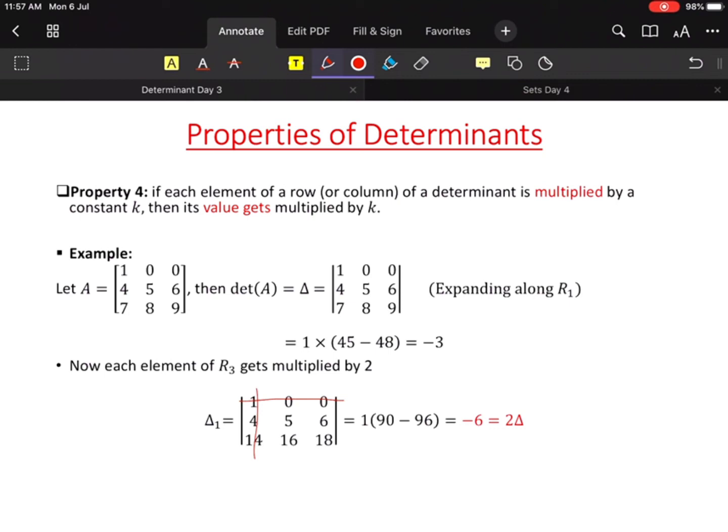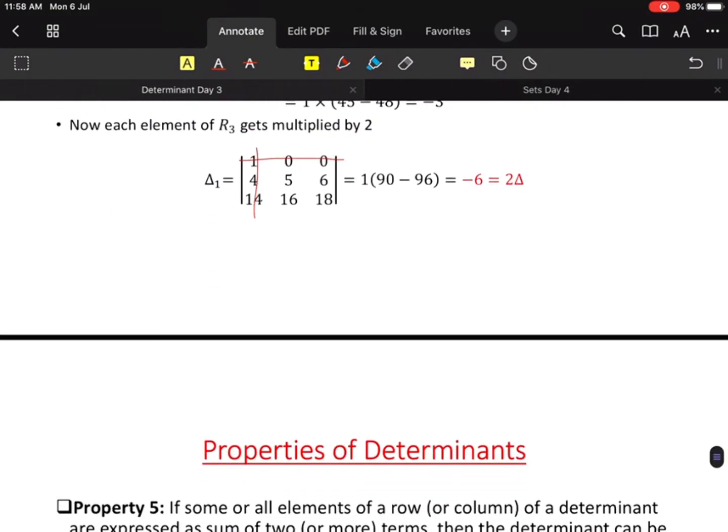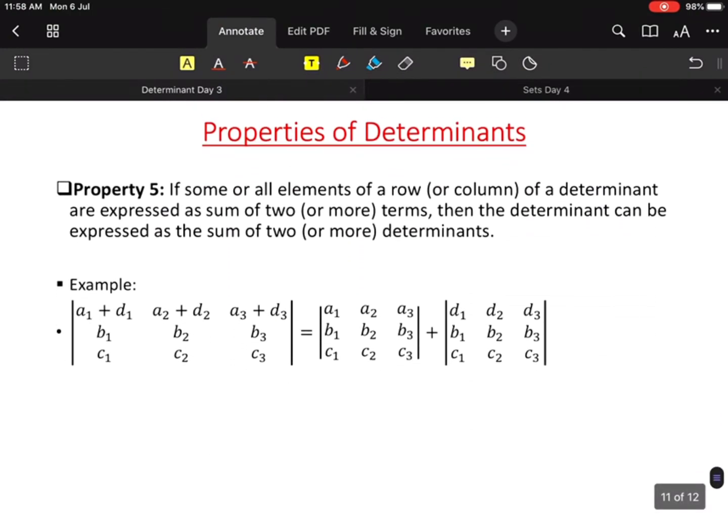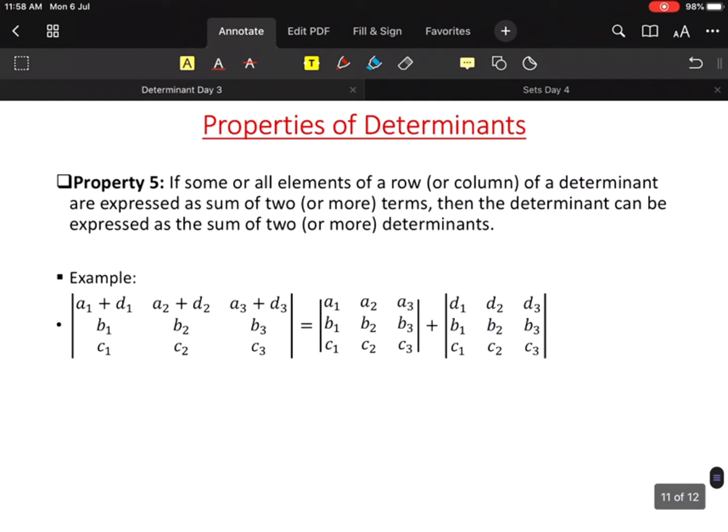Okay, understood? But for a matrix it is different. For a matrix, each and every element has to be multiplied by the constant. Then only the matrix will be multiplied by that constant. Understood? Clear? Now we are into our last two properties.